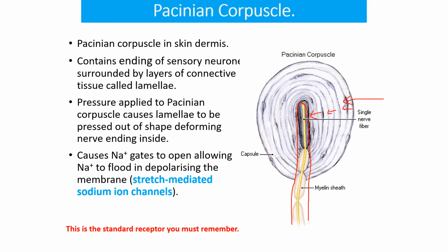So the key thing to remember at the minute, and you might need to come back to this once you've learned about nervous impulses, is it causes the sodium gates to open, allowing sodium to flood in, and that depolarizes the membrane. Again, you'll understand what that word means later on. It means the charge of the membrane changes. So what we call these are stretch-mediated sodium ion channels. So they're triggered by the pressure on the lamellae of the Pacinian corpuscle, which opens the channels, and that triggers your impulse.